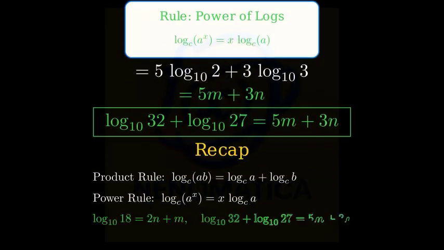Recap. We use the product rule to split a product into a sum of logarithms and the power rule to bring exponents down as multipliers. Those 2 rules, plus substitution, gave the final expressions.